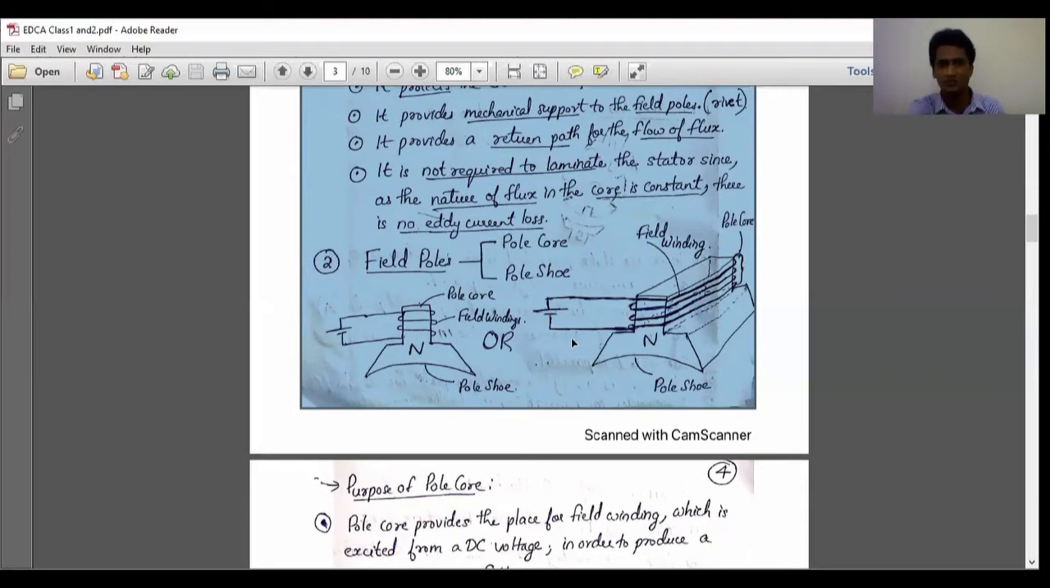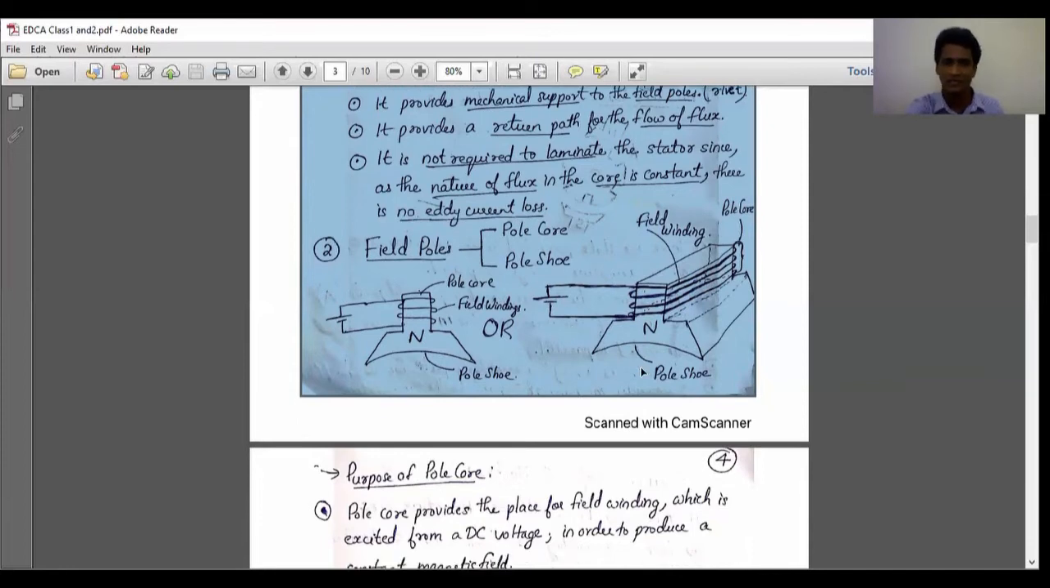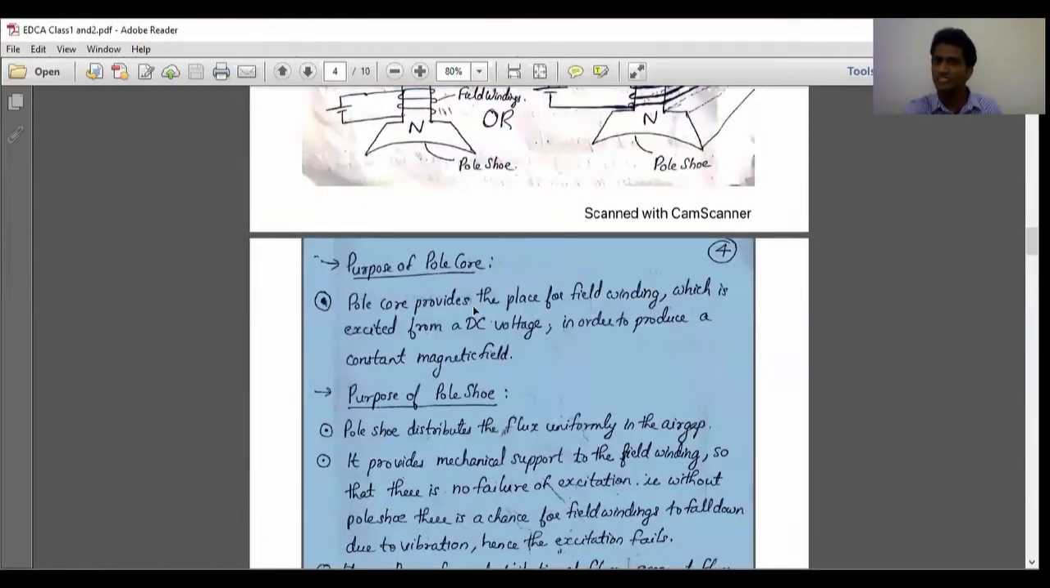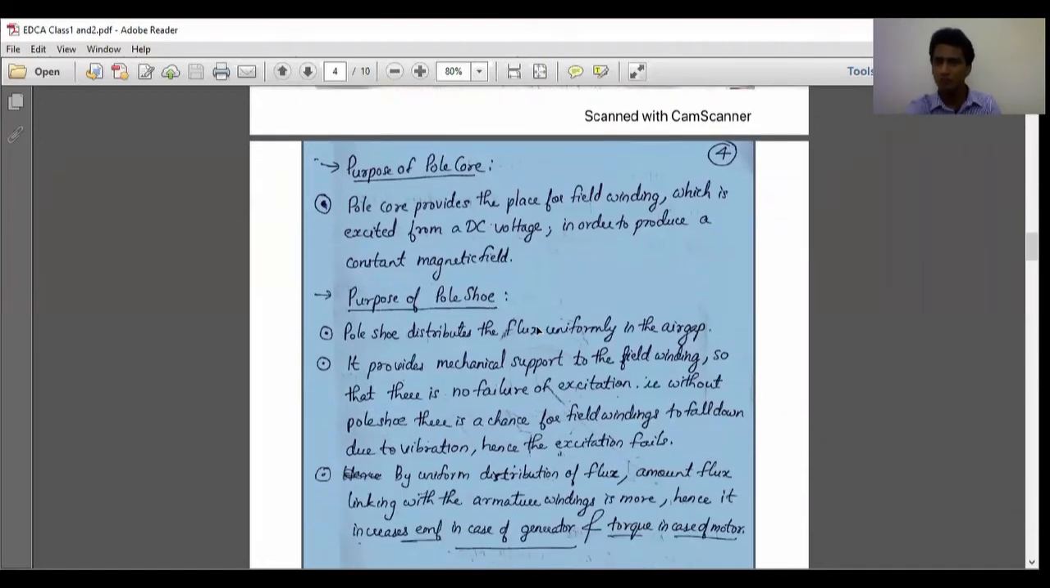The use of pole core, field winding and pole shoe has already been discussed. Here is the purpose of pole core. It provides the place for field winding. Pole core, what is the use of pole core? That rectangular part provides the place for field winding, which is excited from DC voltage in order to produce constant magnetic field. Then what is the purpose of pole shoe?